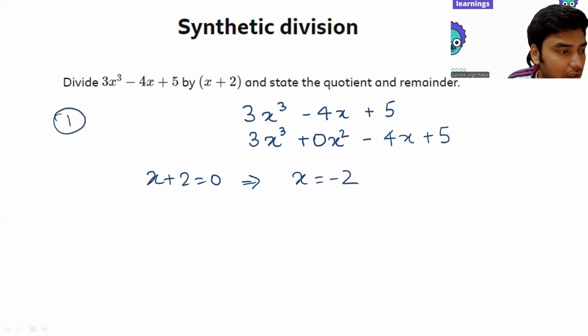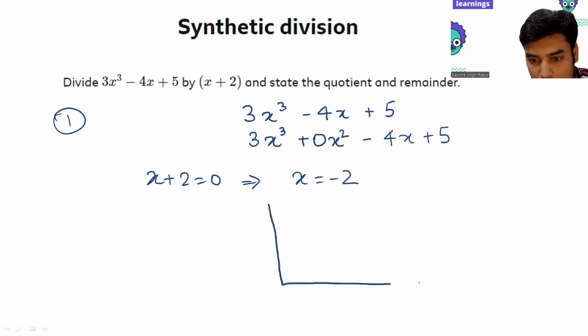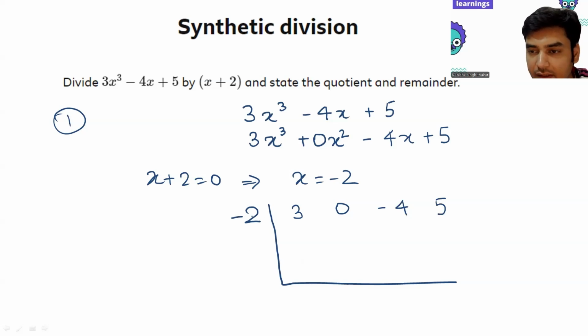Now what you do, you make a column like this. This L-shaped column, you'll write your x value here and write all the coefficients here. So 3, 0, minus 4 and plus 5. Make a column, write your divisor value here and then write all the coefficients here.